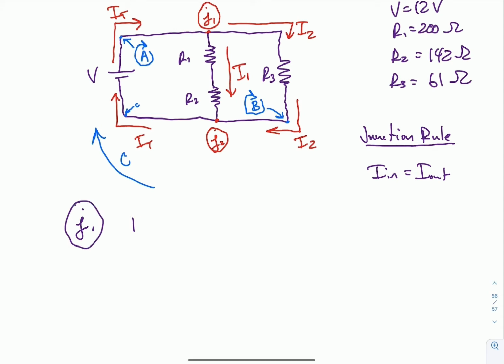The current in must equal the current out, and so if we look at our junction, we have I total going into the junction, and we have I1 and I2 leaving the junction. So in, we have I total, and out, we have I1 plus I2. And if you were to look at junction 2, wouldn't we end up getting the same thing? We would have I1 plus I2 going into it, and I total leaving.